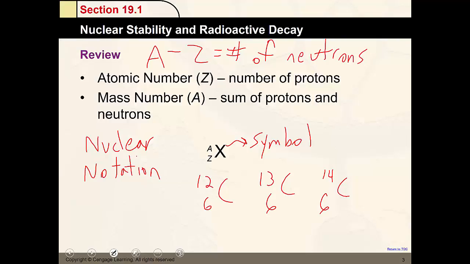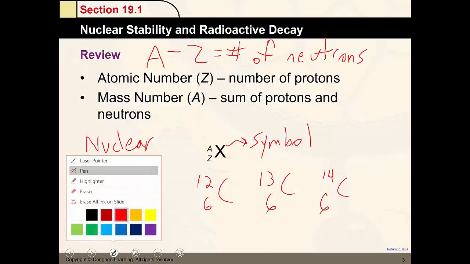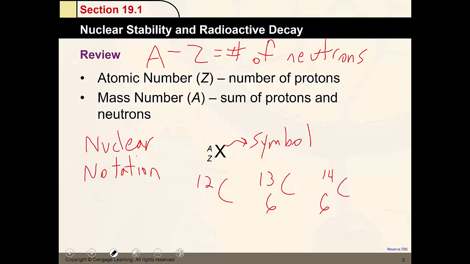So that means the carbon on the left has 6 neutrons, carbon in the middle has 7, carbon on the right has 8. And remember, for each of these, you don't necessarily have to have the atomic number, because as soon as you see the letter C, that means carbon, and you can look on your periodic table and see that that element has the atomic number 6, so 6 protons.